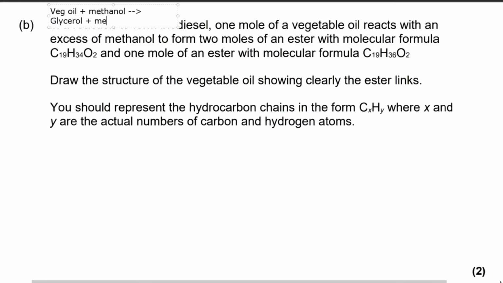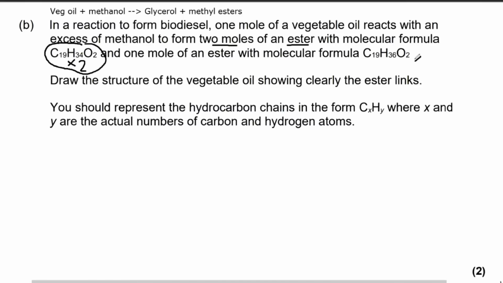It's a pretty laborious one to learn and loads of people don't. But essentially, vegetable oil plus 3 methanol, or excess methanol, is going to give us a glycerol molecule and some methyl esters, normally 3 methyl esters. And they've given us the 3 methyl esters here. We've got one which has the molecular formula C19H36O2 and two which have the formula C19H34O2.